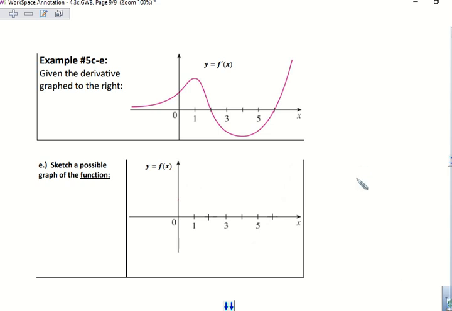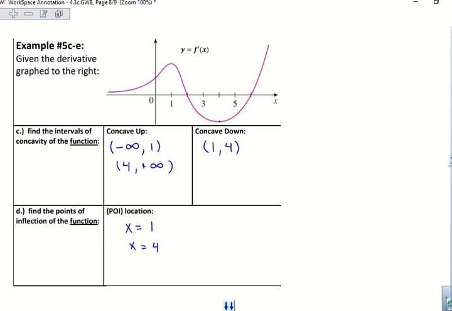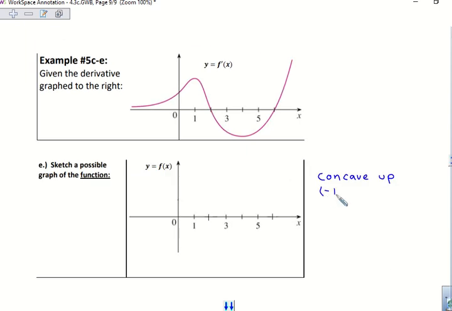Here's the way that I find it to be the most simplistic. I know that this graph is going to be concave up from negative infinity to 1. I'm just going to copy it over because I don't have it on the same sheet like you guys do. And then concave up from 4 to positive infinity. Where's it concave down? 1 to 4.